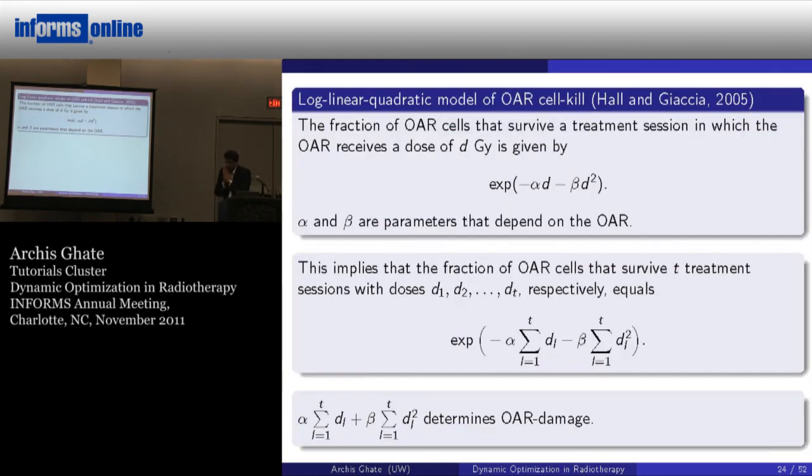So I'm going to actually in 2 to 3 minutes quickly derive things that relate to biologically effective dose. So I'm going to start at the well-known log linear quadratic model of OAR cell kill. It's from that book. And basically it says that the fraction of OAR cells that survive one treatment session with dose D is that. Okay, so it's log linear quadratic because if I take the log of this, I get a linear quadratic function. Okay, where alpha and beta are parameters that depend on the OAR. So the spinal cord will have different alpha and beta found empirically, let us say, right?